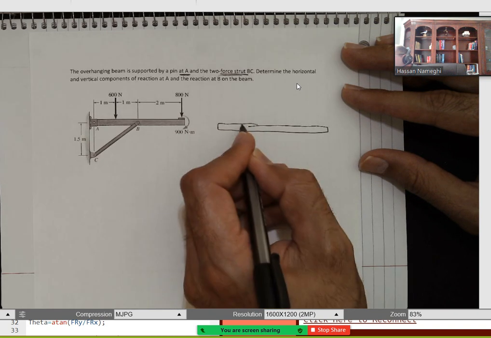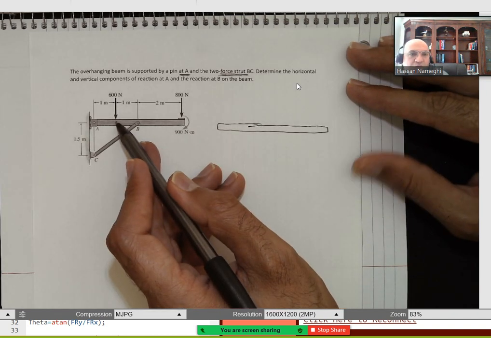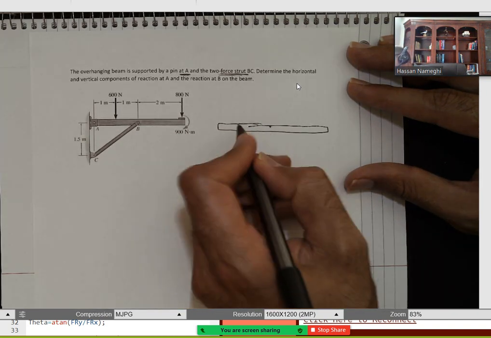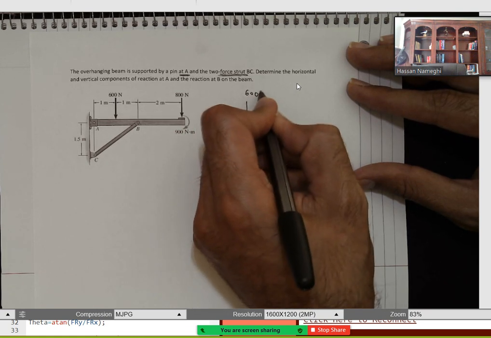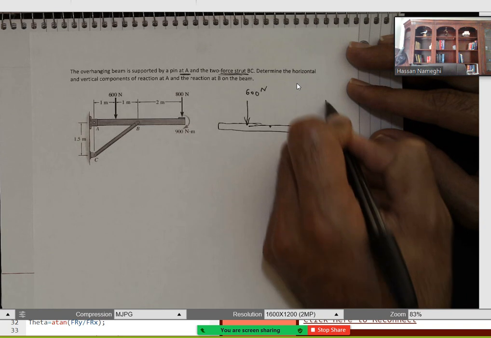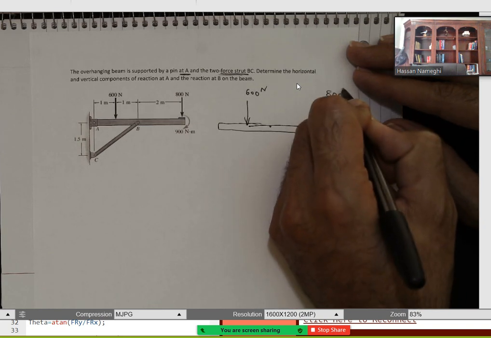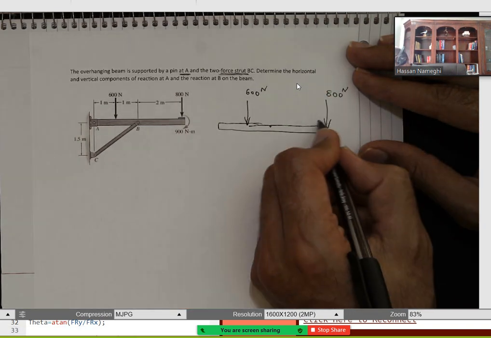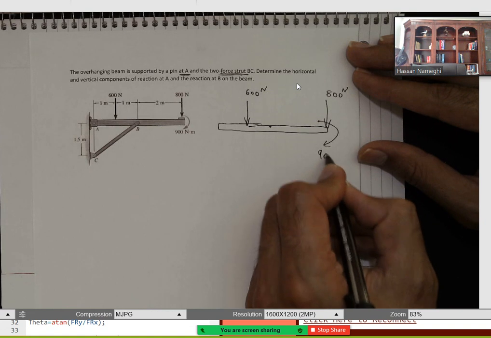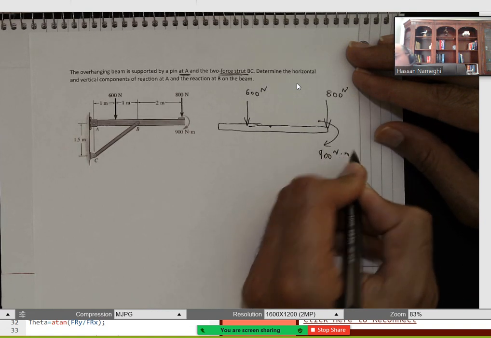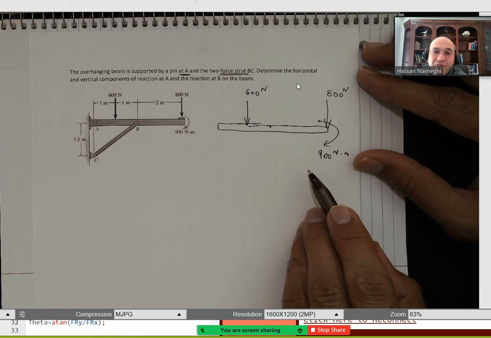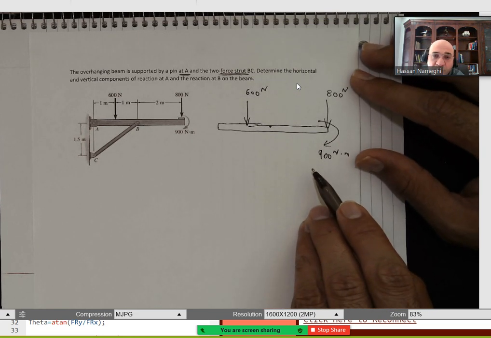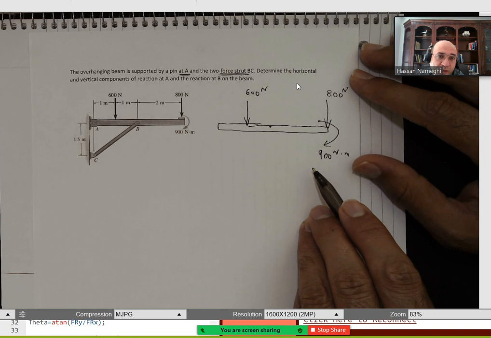I'm going to put the external forces and moment on it, whatever was on it from before. So I can see at a distance of 1, I have 600 Newton going down. At the end of it, I have 800 Newton. And then I have a 900 Newton meter external moment here. The beam doesn't have any weight, so I don't need to worry about it. It was not given to me.